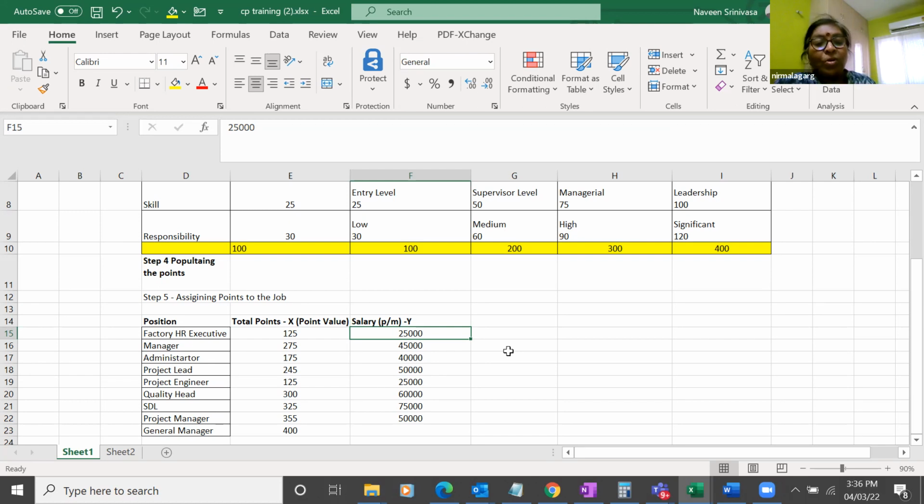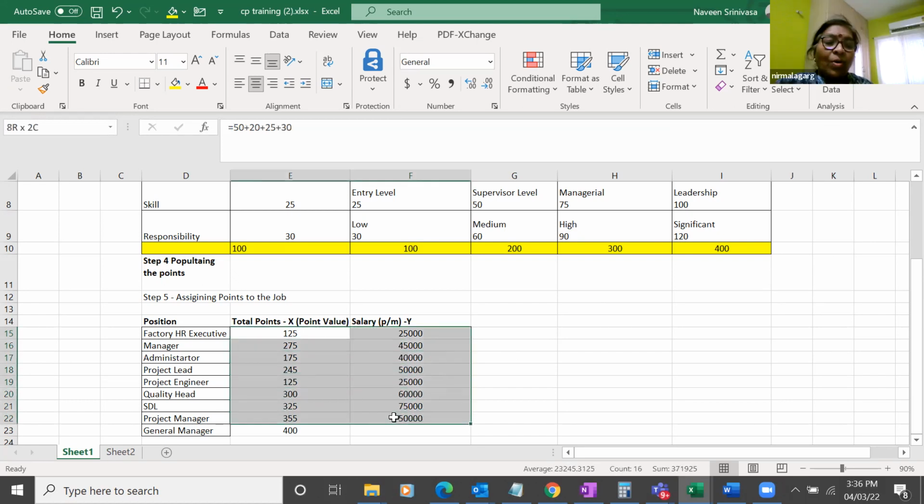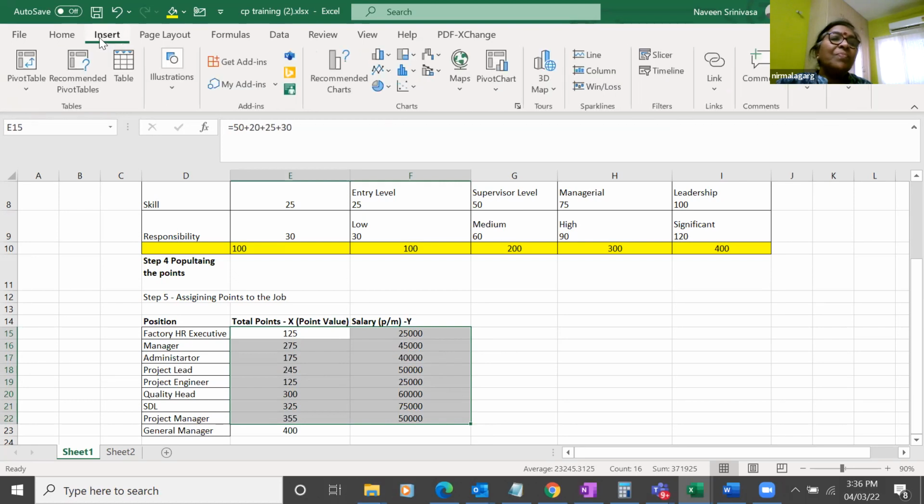Got it? So now what are you going to do? You have X and Y. First of all, statistically through a chart, you are going to find out your pay line. So what will you do? Please select the X and Y. X, yeah. Only till there. Then now insert. Then go to chart.